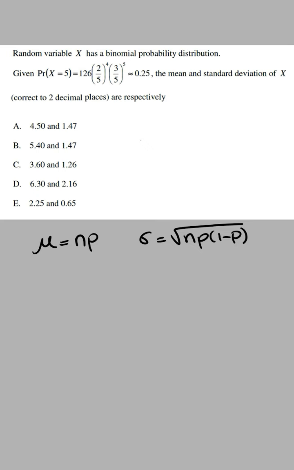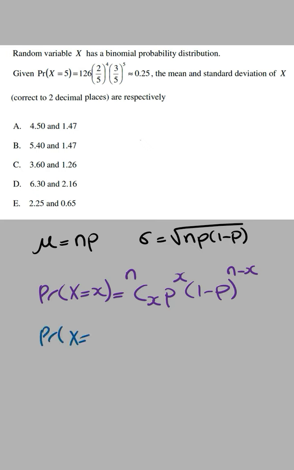To do this, we're told that the probability of x is equal to 5 is this rule. We know that the probability of x equals x is equal to nCx p to the power of x times 1 minus p to the power of n minus x. And so if we want the probability that x is equal to 5, then we can write this as nC5 p to the power of 5 times 1 minus p to the power of n minus 5.